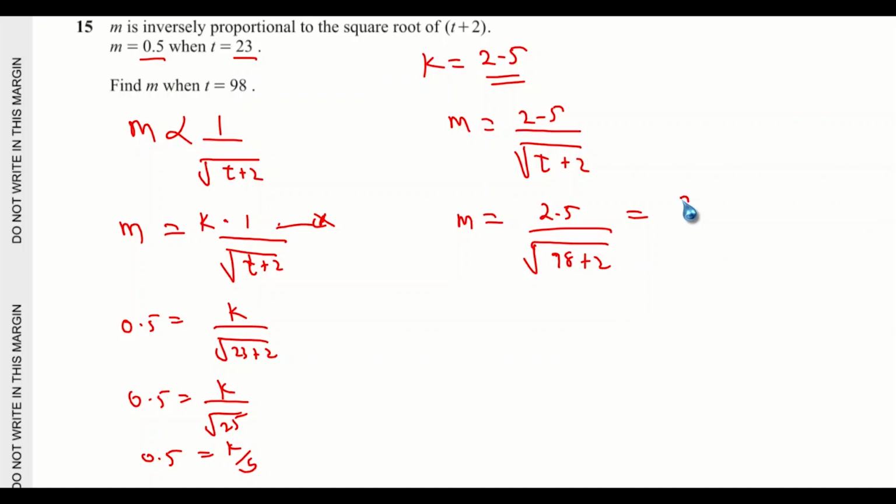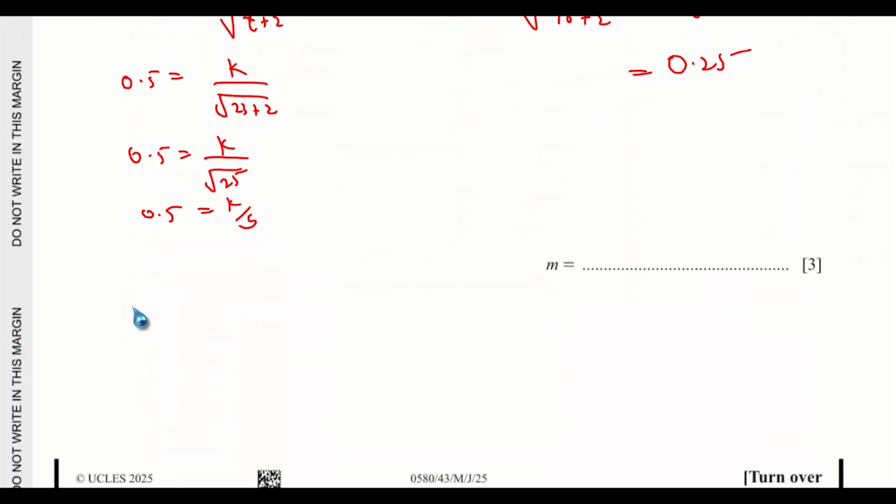This equals 2.5 over the square root of 100. The square root of 100 is 10. So our final answer equals 0.25. So that will be the final answer, 0.25. So let's go to the next question.